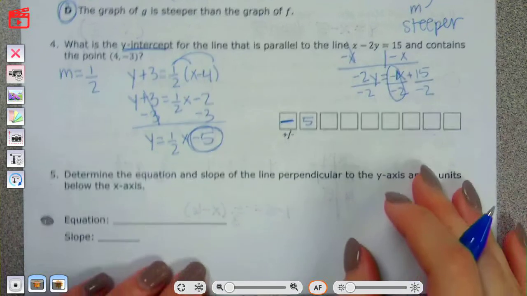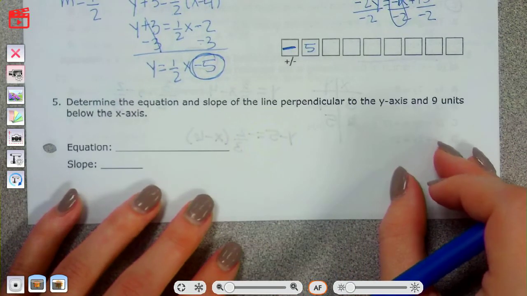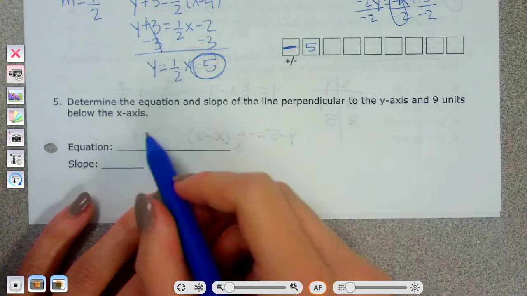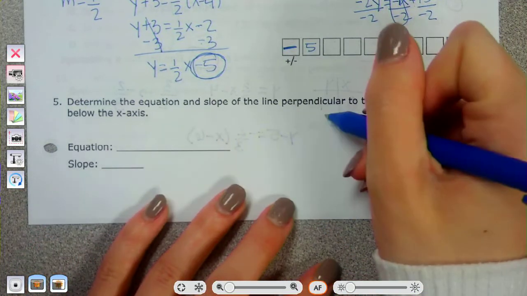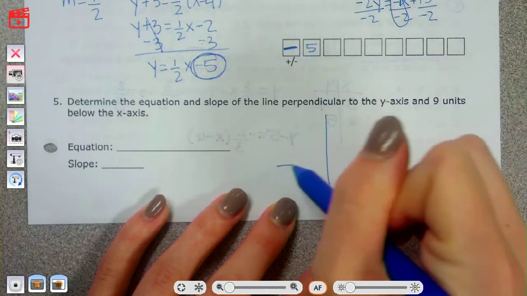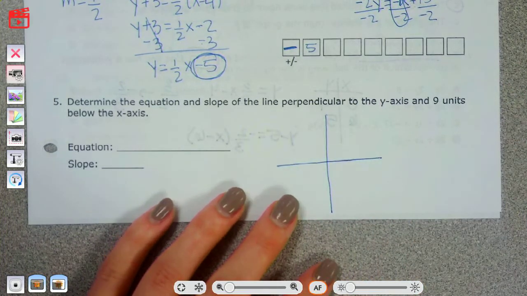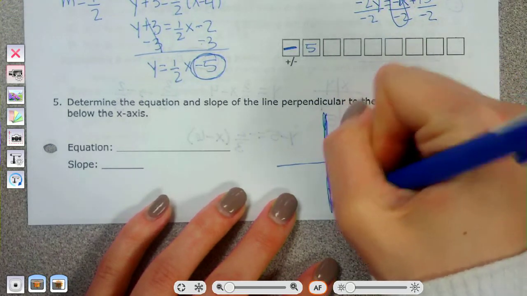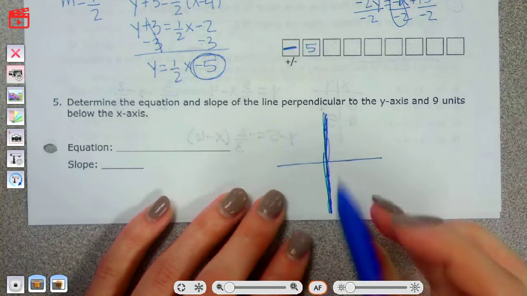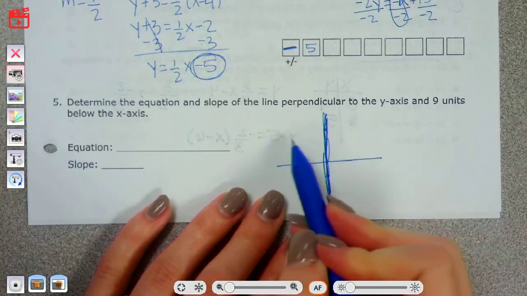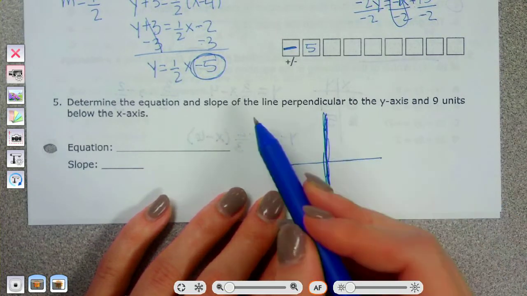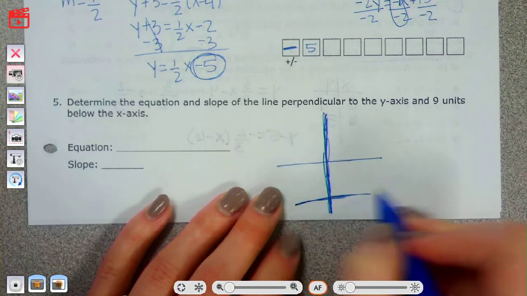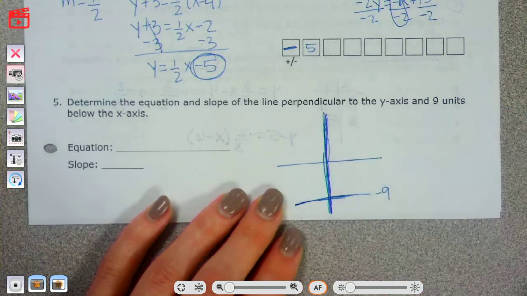Okay. Next up, it says determine the equation and slope of the line perpendicular to the y-axis and 9 units below the x-axis. So again, I'm going to make myself a little grid, and it says perpendicular to the y-axis. So this is my y-axis, and we want to go perpendicular to it. So we're going to want to go sideways, and it says 9 units below the x-axis. So we're going to go down 9, and we're going to make it perpendicular. So this is at negative 9.